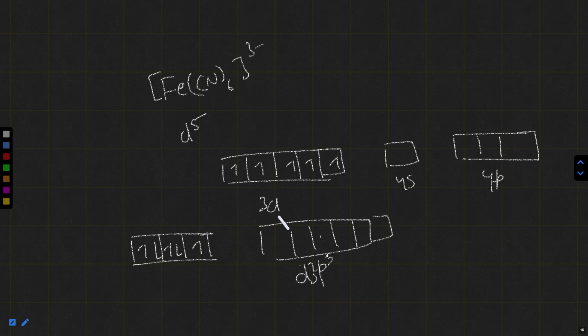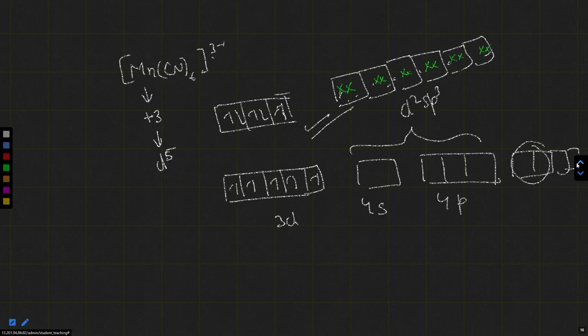Here, now CN will donate the pair of electrons, 2 electrons from each of the 6. Okay. So this will be your [Fe(CN)6]3-, and it will be d2sp3. Now here you can see that it is having one unpaired electron. In this we have one unpaired electron.